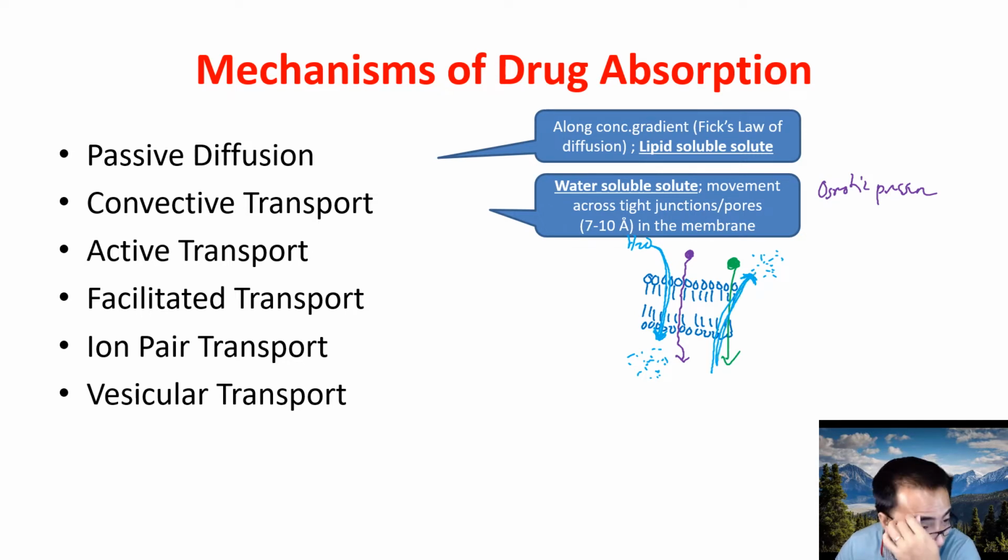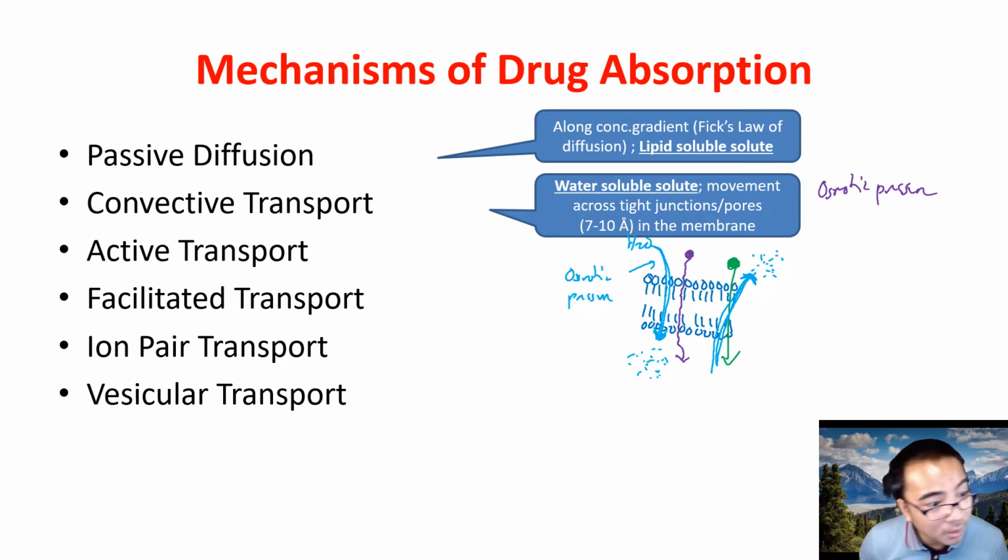So for the water-soluble molecule to go into the cell, it needs a driving force. And that driving force is called the osmotic pressure. So the water-soluble drug simply hitches a ride on the water so that it can be pushed into the cell. It's hard for the water-soluble drug to squeeze between the tight pores or tight junctions, so it needs the presence of osmotic pressure here.